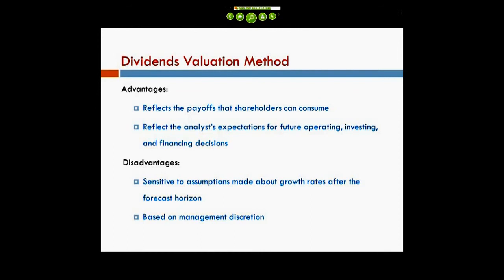And ultimately, as we just said, dividends are at management's discretion. So to the extent that they pay very little dividends, this model doesn't make a whole lot of sense. If they pay no dividends, then everything is in the continuing value, and so you're really going to have not a very strong basis for analysis.